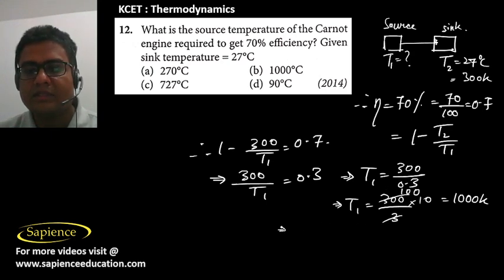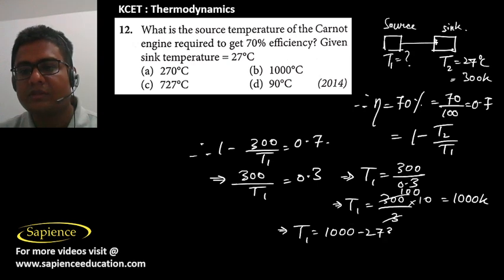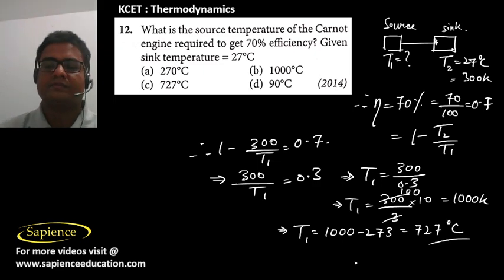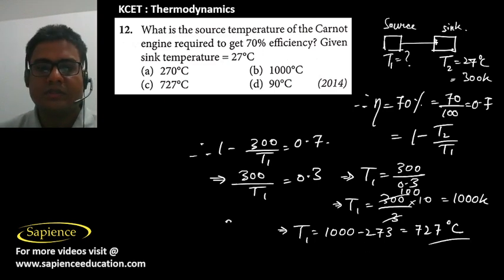So in Celsius scale, T1 will be 1000 minus 273. So that is 727 degrees Celsius. So option C is the correct answer.